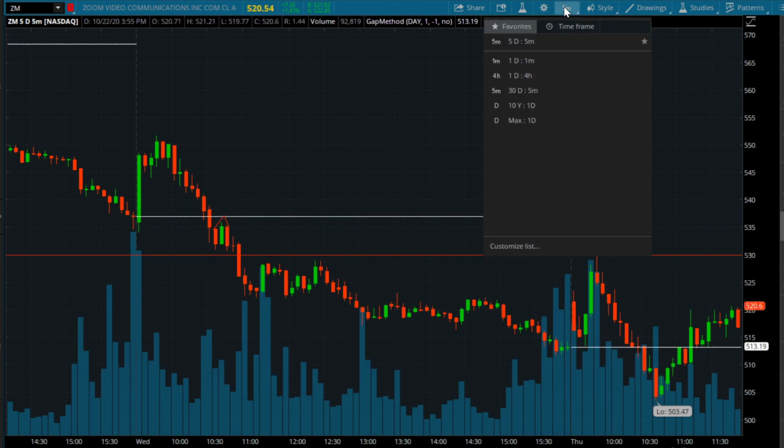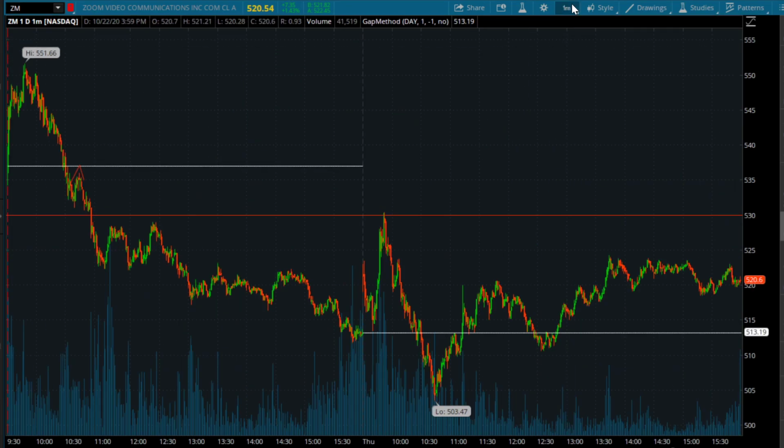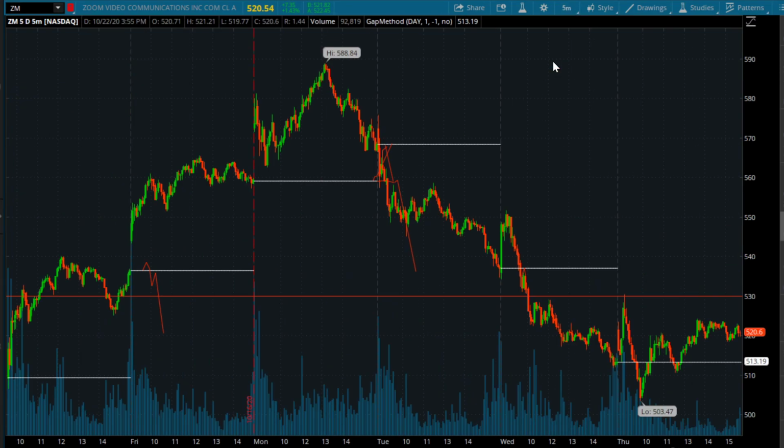So that was just an example of one of the things I like to look for. You just have to pay attention to those previous closing prices.